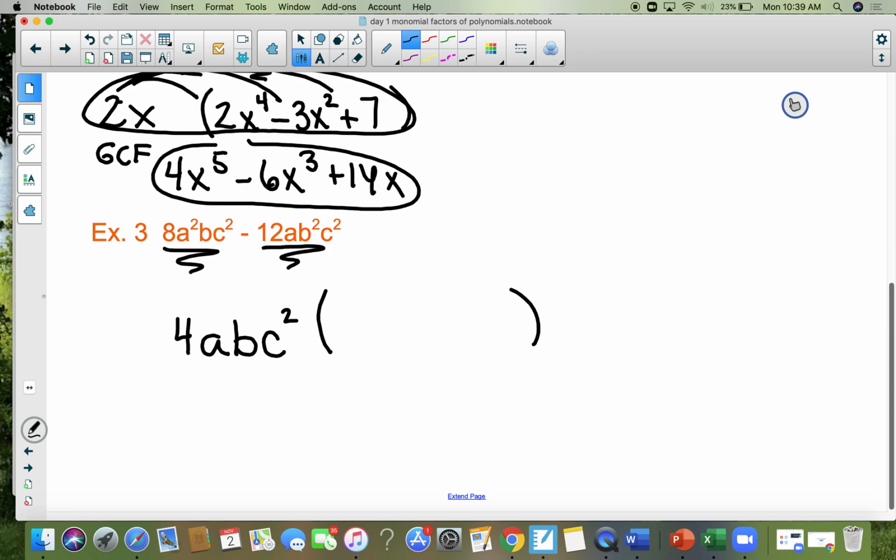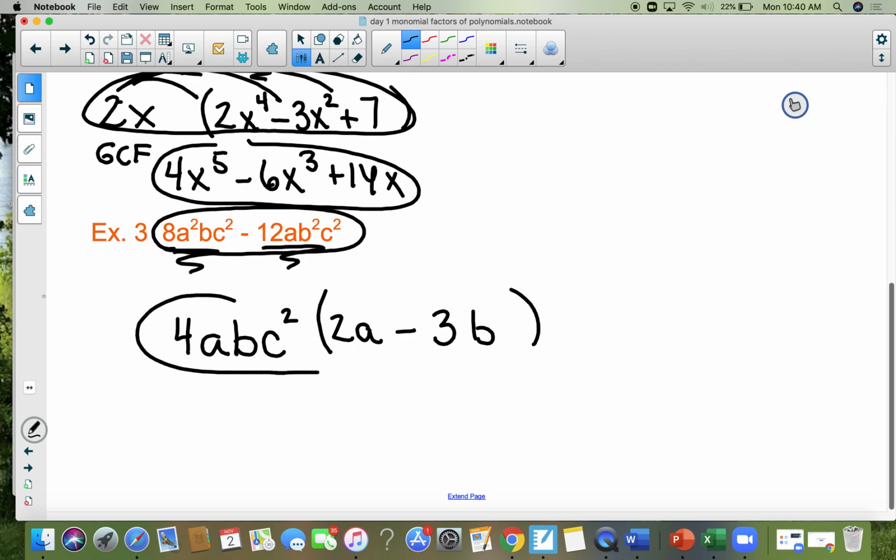4 goes into 8 2 times. You took 1 A out. Notice you still have an A left. You took all the B's out and you took all the C's out. So the only thing you have left is a 2A on the inside, minus 4 goes into 12 3 times. You took out the A. You still have 1 B left in there. And that's all I want. So this is the problem, and this is the answer.